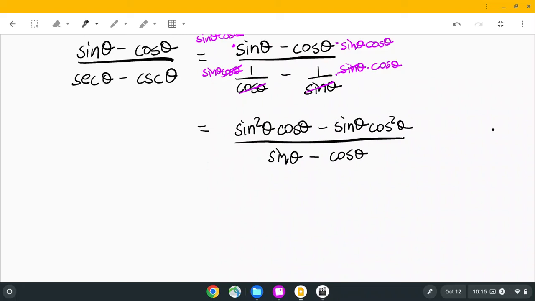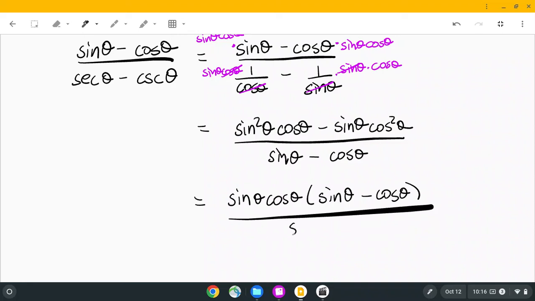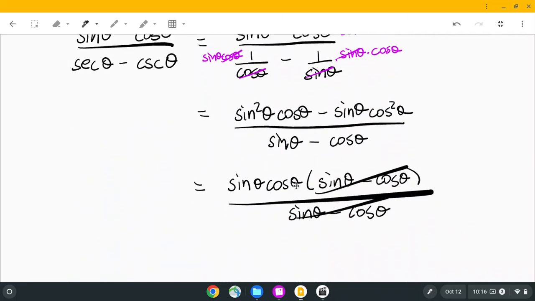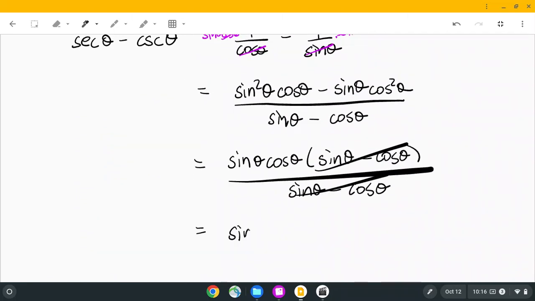All right, up in the numerator, looks like I can do common factoring, GCF. They both have sine in common. They both have cosine in common. So sine theta and cosine theta times sine theta minus cosine theta. And then here I get sine theta minus cosine theta. And now I can cancel these out. And I believe that's the right side. Oh, yeah, the left side, sine theta cosine theta. That is what I wanted. So I can stop. Sine theta cosine theta. Okay.